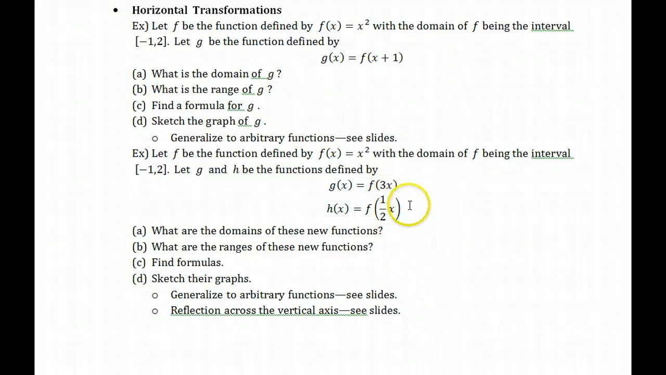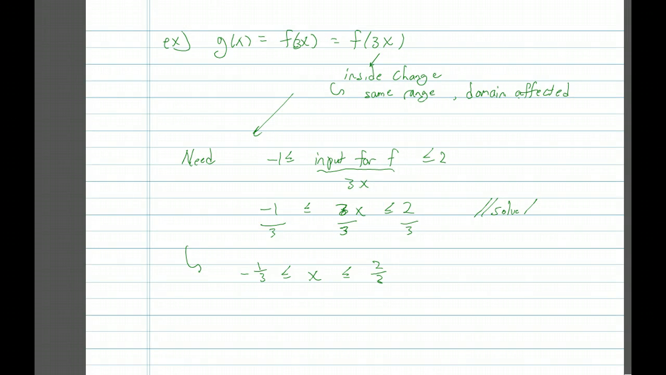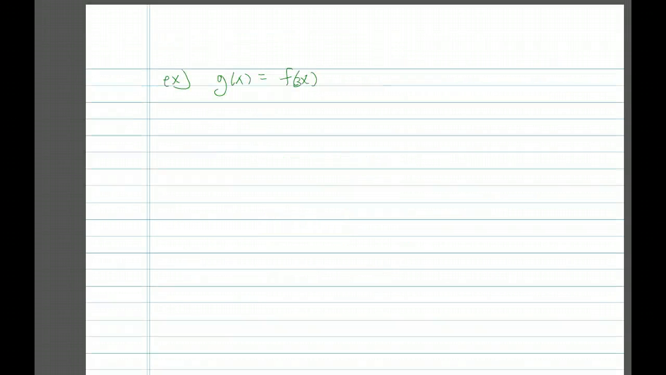Define new ones by those formulas and ask, what do these graphs look like? What are the domain and range of these new functions g and h? Okay, so coming back to our scratch paper, we're looking at g of x, which is f of 3x. Just rewrite that to make it clear. Now, this is an inside change, right? So it's not going to affect the range, it's only going to affect the domain.